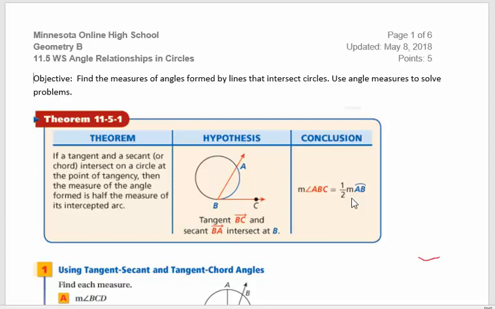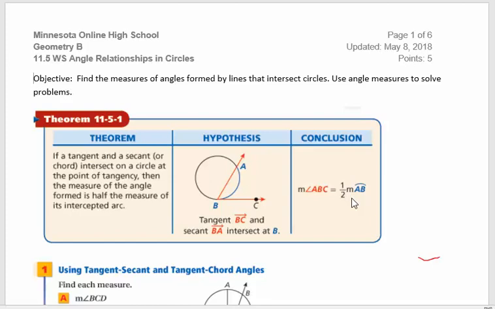In this video, we're going to look at some examples from the 11.5 worksheet on angle relationships in circles. So we're going to be learning some similar theorems to what we did in 11.4. In fact, this first one really could just be a corollary to that one. The theorem we learned in 11.4 was that an inscribed angle is half of the measure of its intercepted arc.